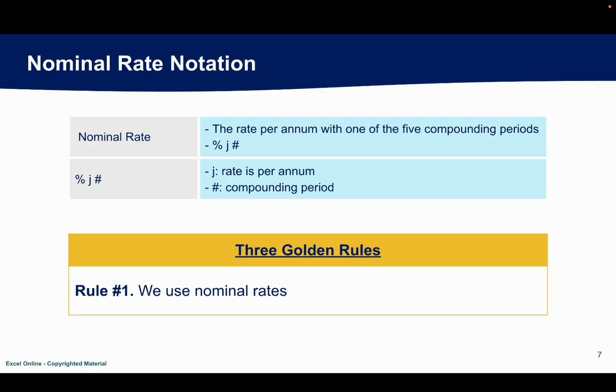Before going into an example of the J notation, we have reached our first golden rule. We have 3 golden rules that will help you master this chapter. And the first golden rule is that we only use nominal rates to solve questions. A rate per year with a compounding period.